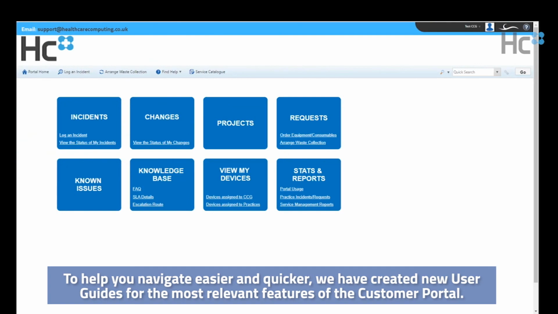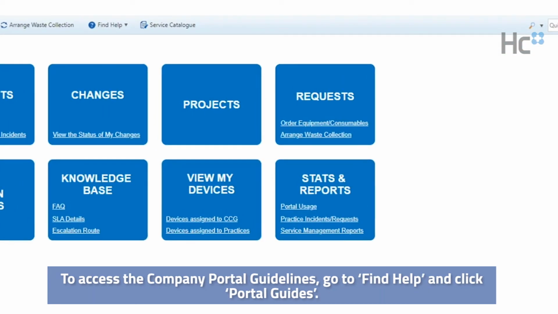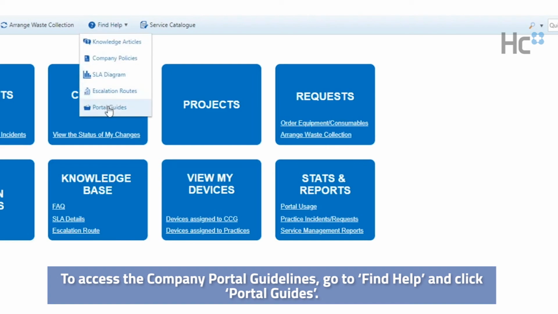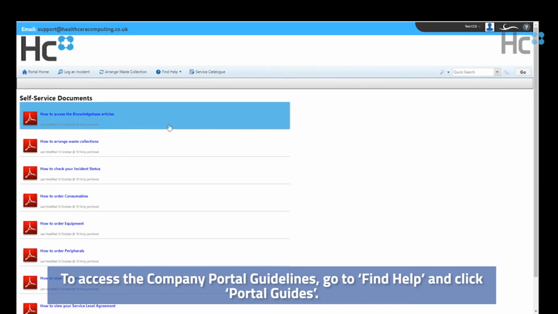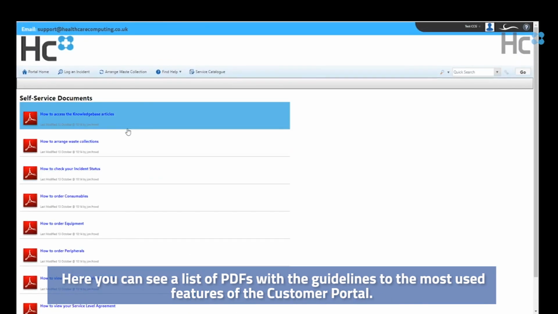To help you navigate easier and quicker, we have created new user guides for the most relevant features of the customer portal. To access the company portal guidelines, go to Find Help and click Portal Guides. Here you can see a list of PDFs with the guidelines to the most used features of the customer portal.